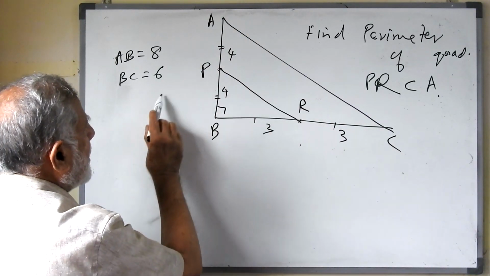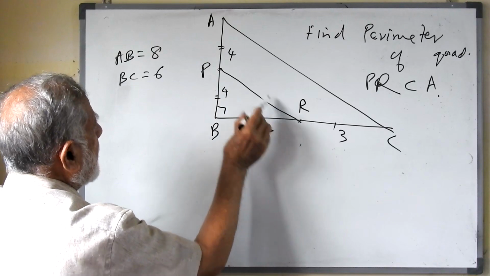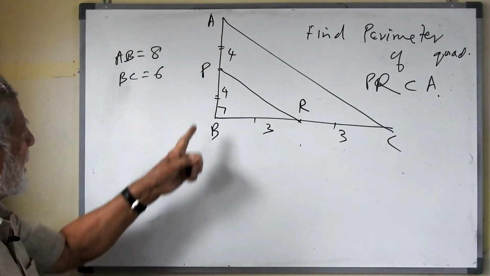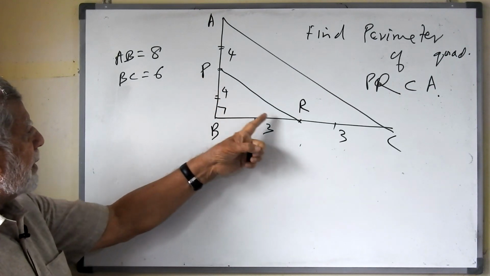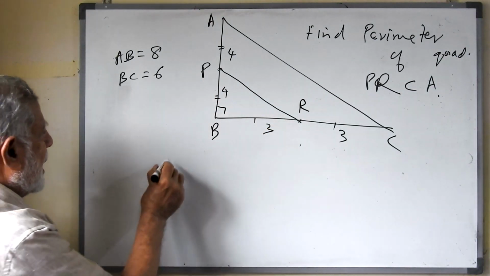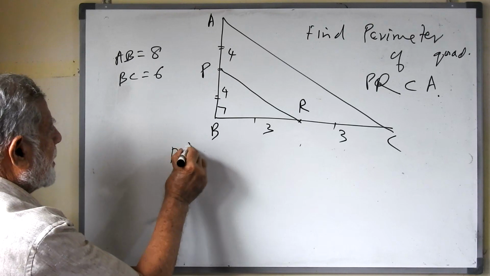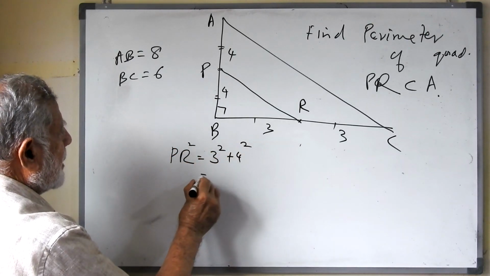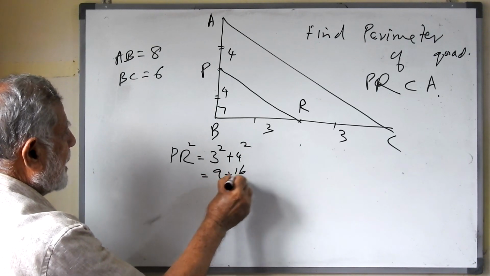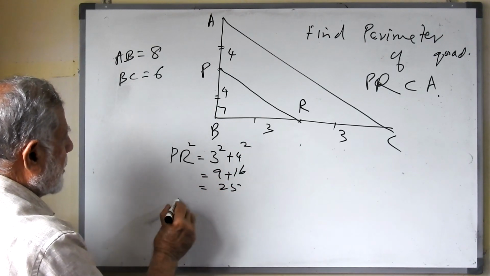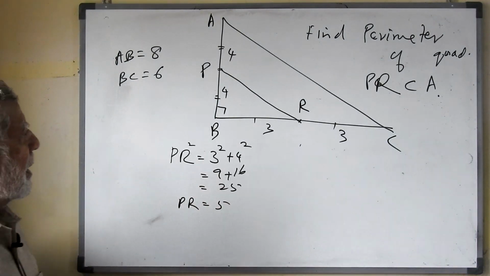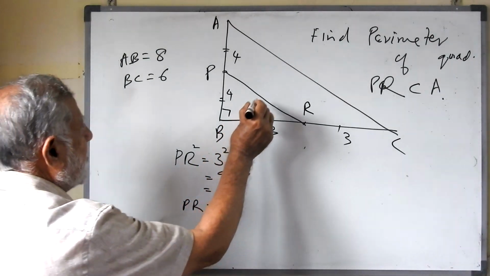Now, we don't know this side, we know only this side and this side. In this right angle triangle, we can easily find out PR. How? PR squared equals 3 squared plus 4 squared, that is 9 plus 16, which equals 25. So, PR equals 5 by the Pythagoras theorem. We have found PR as 5.